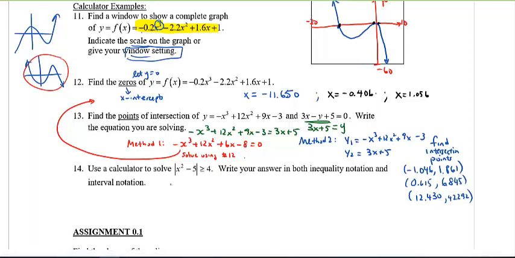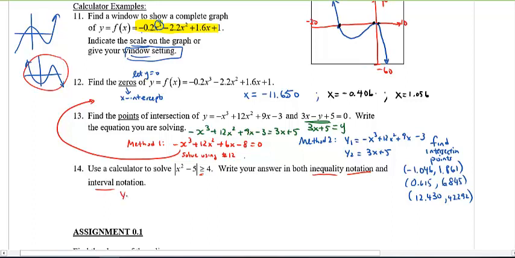Okay, finally, use a calculator to solve this absolute value equation. Oh. And it's not just an equation, it's an inequality. And then I want you to write your answer as inequality using the inequality notation and also interval notation. Let's see if you remember all these things.